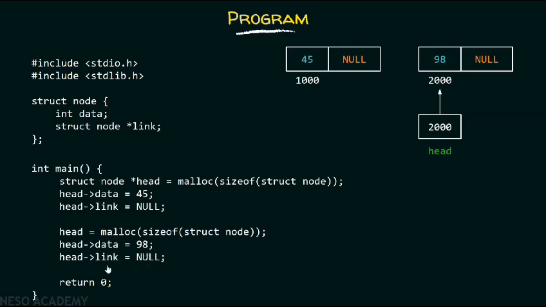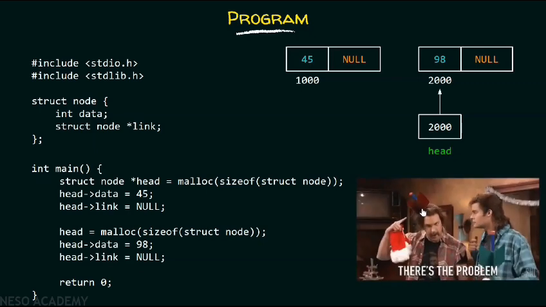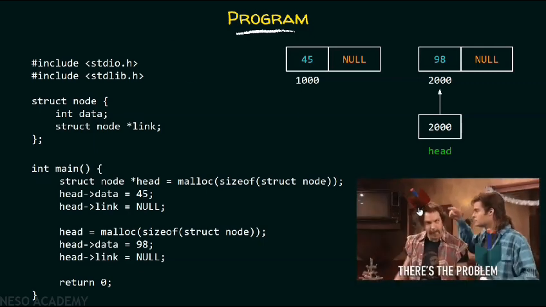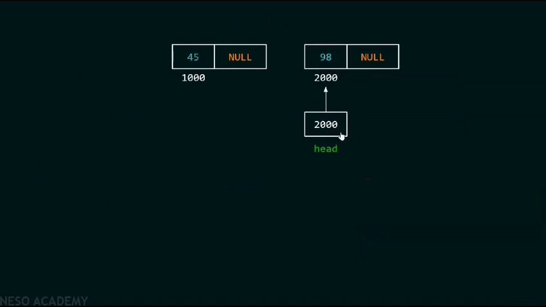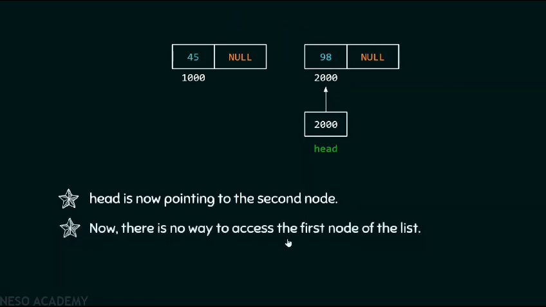But let me tell you, there is some problem with this code. You can easily identify the problem as well. Basically, you can see that the head pointer is pointing to the second node. Isn't that so? Now, there is no way to access the first node of the list. We have lost the reference to the first node. Previously, head was pointing to the first node, now it is pointing to the second node. There is no way to access this node at all, right? Because the only way to access this node is through this pointer. Now it's pointing to the second node.